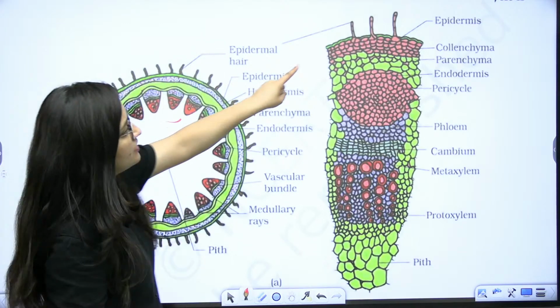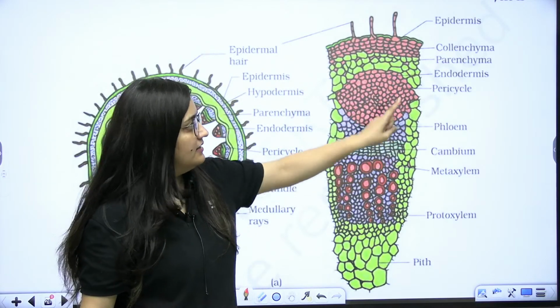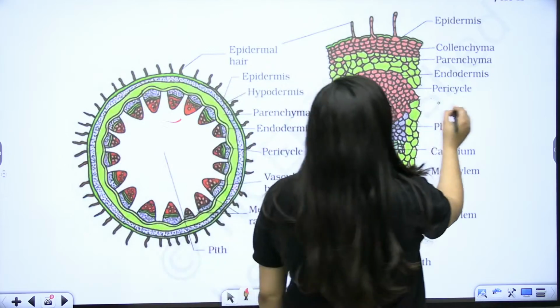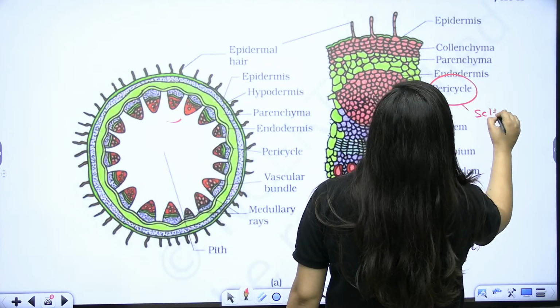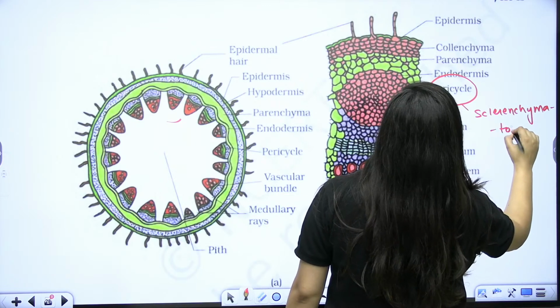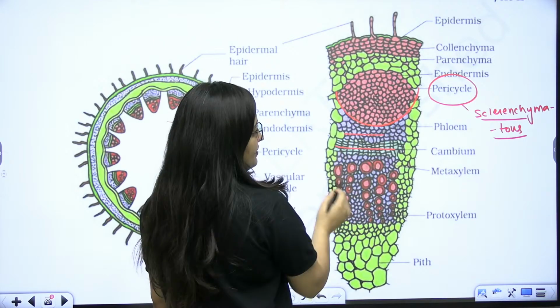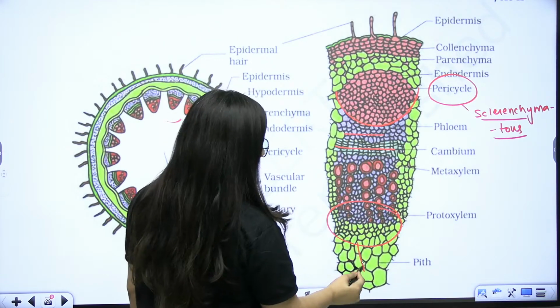So epidermis, collenchymatous hypodermis, then parenchyma, endodermis, pericycle. Here it is not shown properly, but you know that the pericycle will be sclerenchymatous, right? It can have mixed sclerenchyma and parenchyma as well, but these semilunar patches are present. Then phloem, then cambium, and protoxylem here is facing the pith.